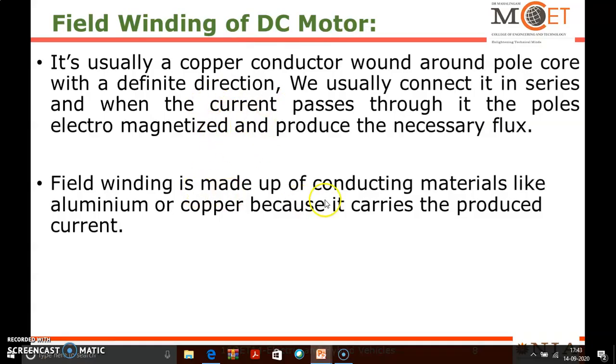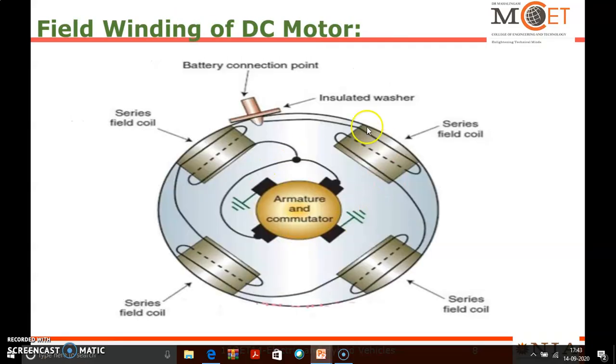The field winding is made up of a conducting material, as I told earlier, that is copper or aluminum, because they have good current carrying capacity. So this is a field winding. The field winding is wound on the pole core, and it is connected one after another with the armature coil or armature winding. Hence they are said to be connected in series.